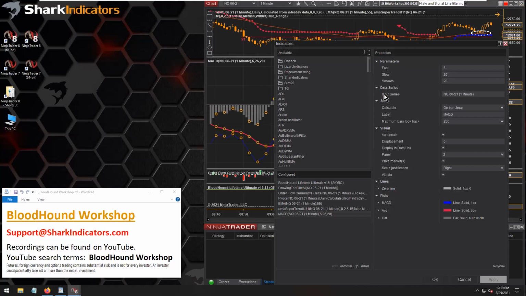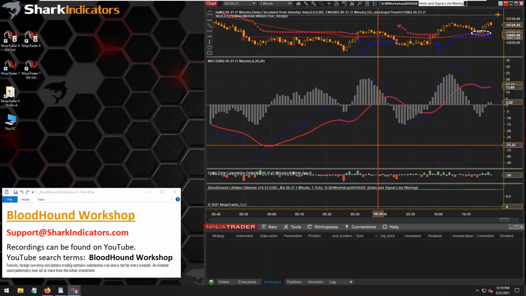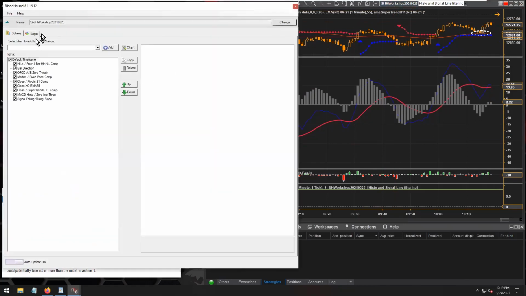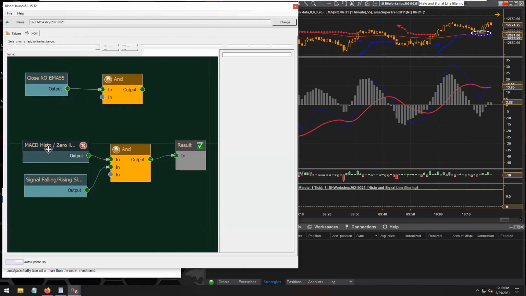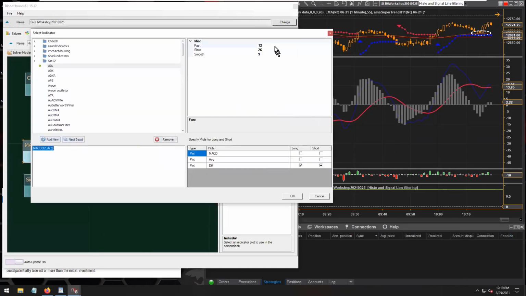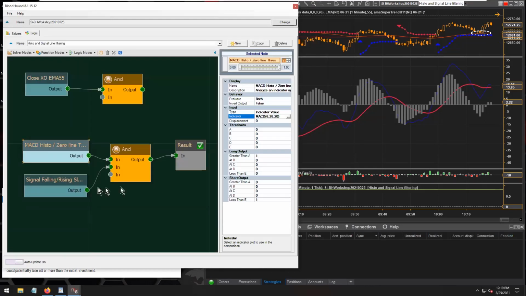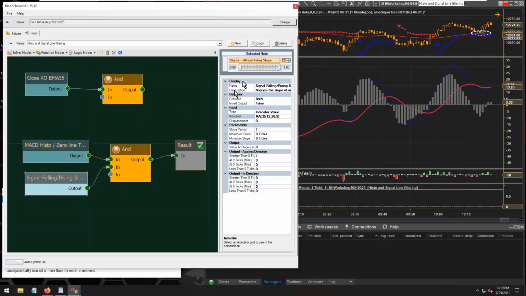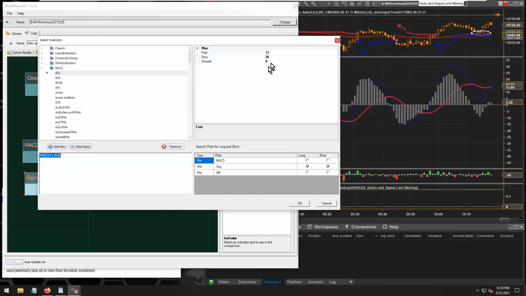So let me just see. All right, so I got 6 and 20. All right, so I need to go into BloodHound here and adjust my indicator settings. All right, so 6 and 20. All right, so here's the slope solver. And let me adjust 6 and 20.